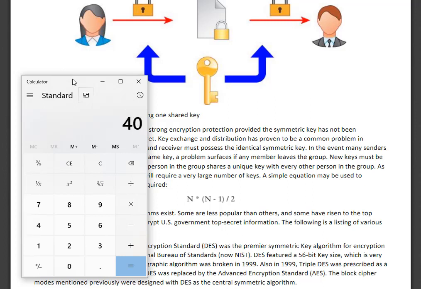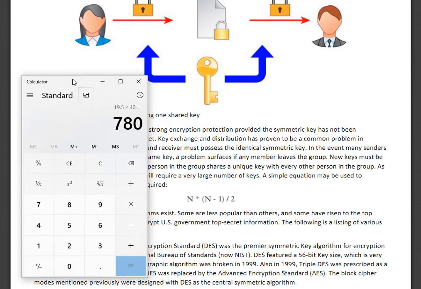Well, those 40 minus 1 divided by 2 times 40. Now, for 40 users to be able to exchange data using symmetrical encryption, we would have to manage 780 separate keys. It gets to be very cumbersome, impossible to manage.